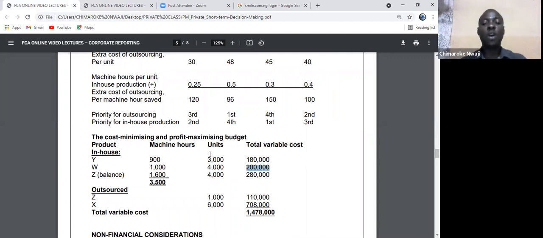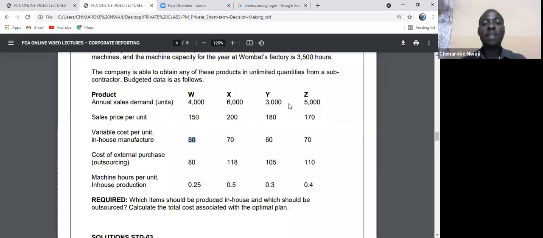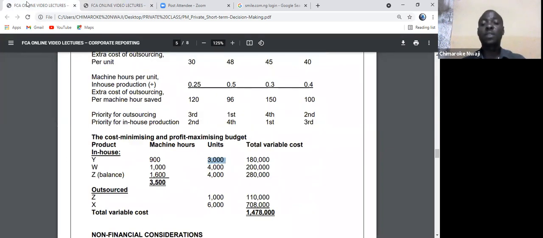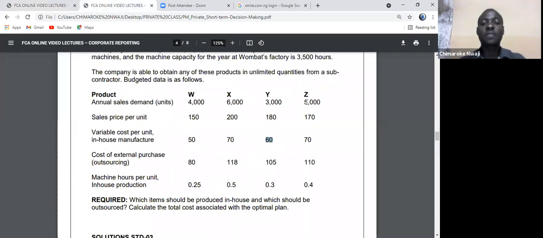The same thing we did up here, 3,000 units multiplied by 60 naira, gives me 180,000 naira. Now let's go to Z, because Z is the third thing we are supposed to do. So Z is the third thing we are going to do. How many of Z do we have? We have 5,000 units of Z.